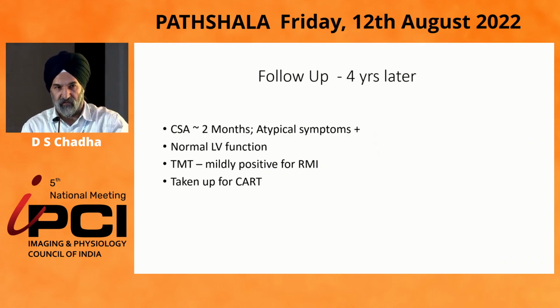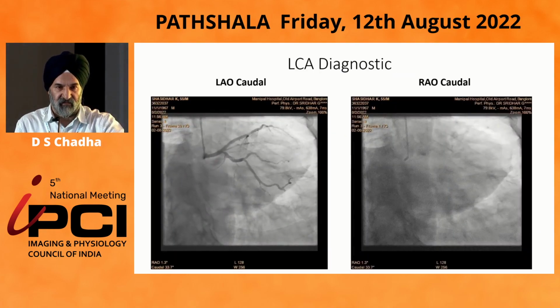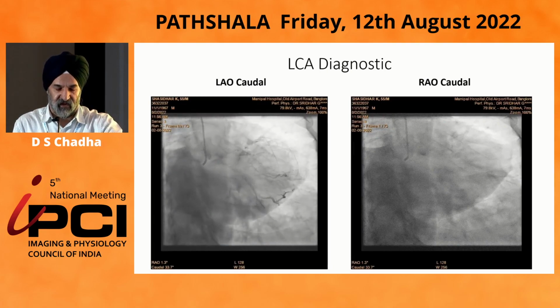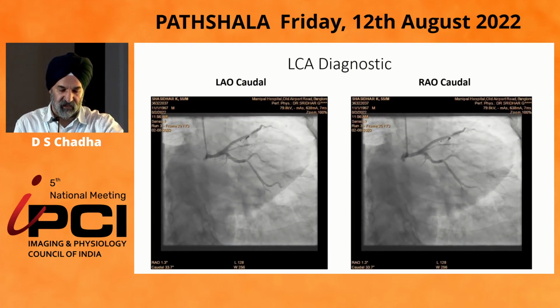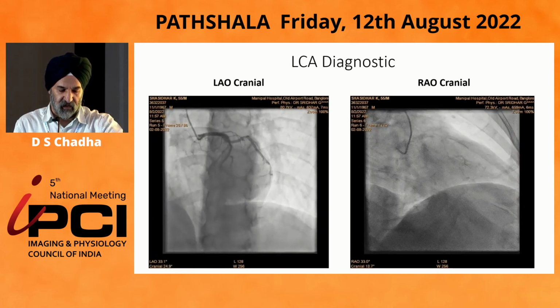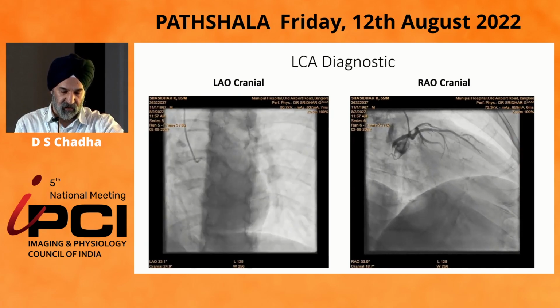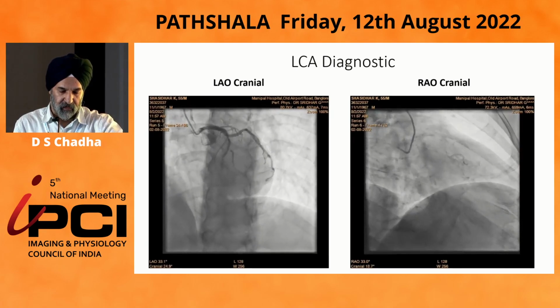So at follow-up 4 years later, this patient comes back with a mildly positive TMT, and we took him up for a cath because we wanted to see what the results are. Circumflex flowing absolutely fine. There was absolutely nothing wrong with the circumflex, and so was the LAD. The stent was patent and flowing well. There was a little slow flow, which we saw here in the cranial views.